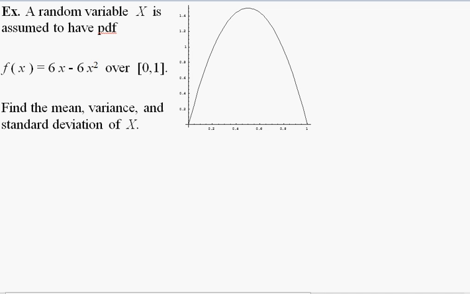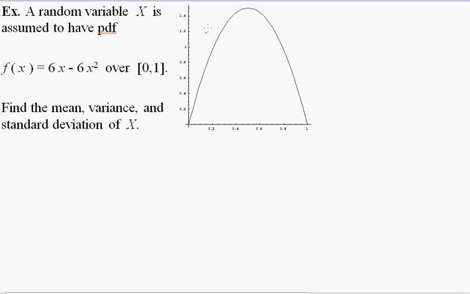Let's now consider the computation of the expected value and the standard deviation and the variance for a continuous random variable. So here we have the random variable 6x minus 6x squared. The graph of the PDF is shown here. The total area under this parabola is equal to 1.